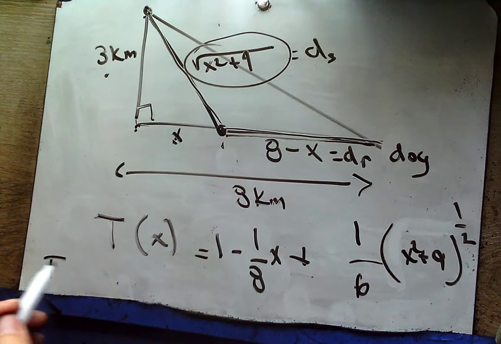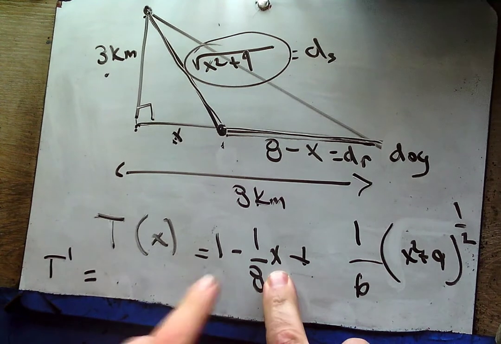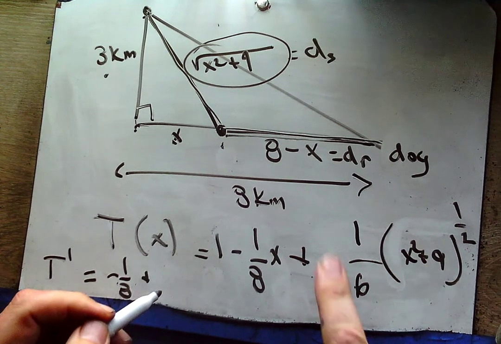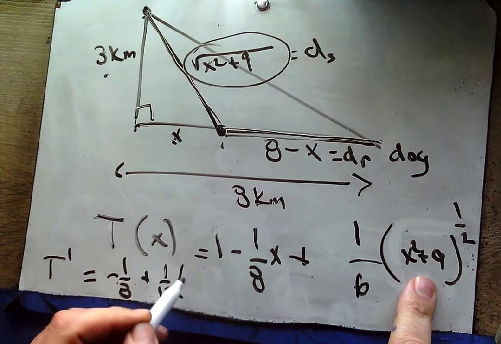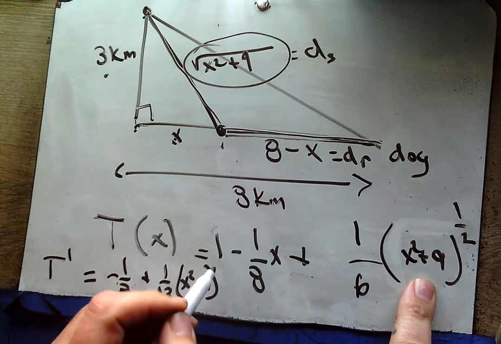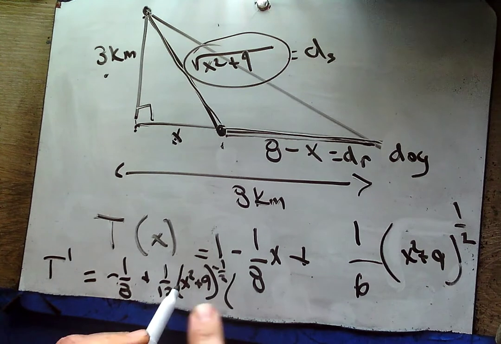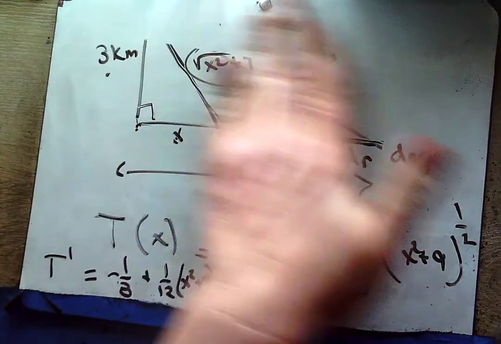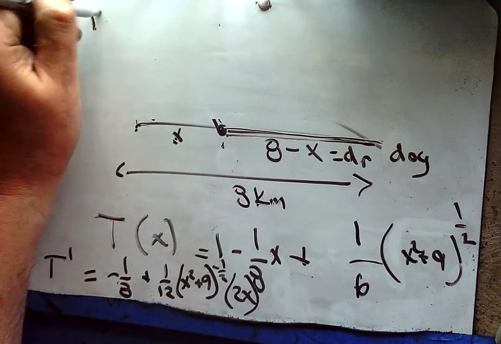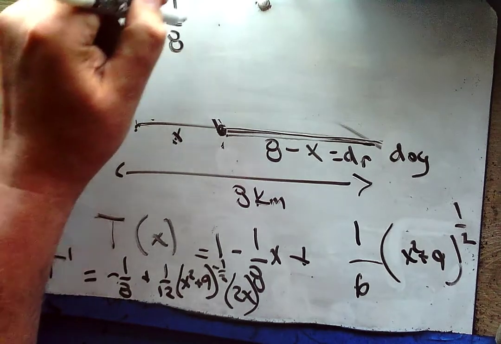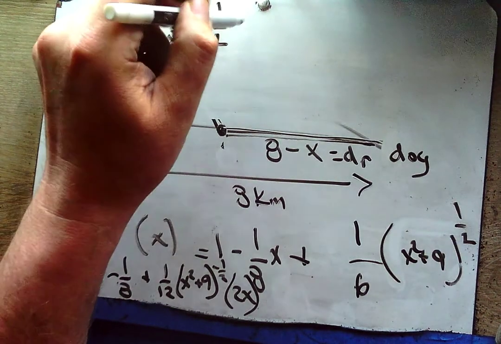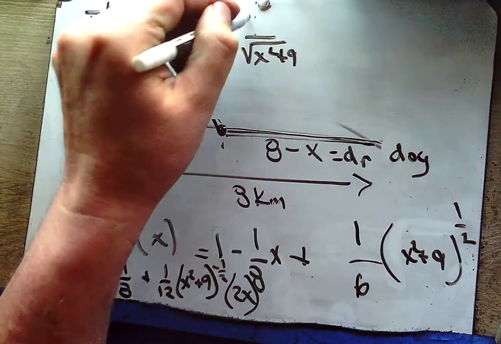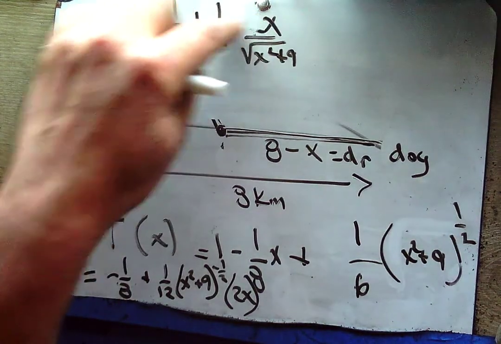So t prime, well, the derivative of this is 0. The derivative of this is negative 1/8. The derivative of this, I'm going to bring down the 1/2. 1/2 times 1/6 is 1/12. I'm going to leave the inside alone. I'm going to subtract 1, but then I'm going to come back and multiply by the derivative of the inside. Okay, so I got a t prime. T prime equals negative 1/8 plus 1/12 on 1 over square root x squared plus 9, and there's a 2x on top. And yeah, I could cancel. I think that's a good idea.